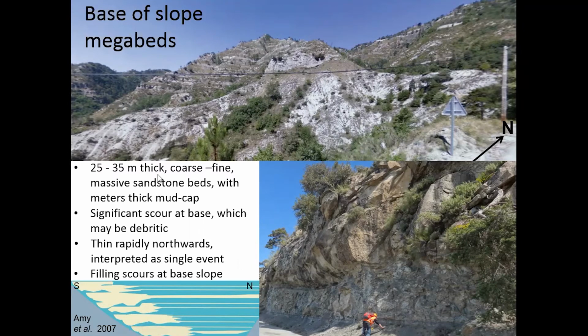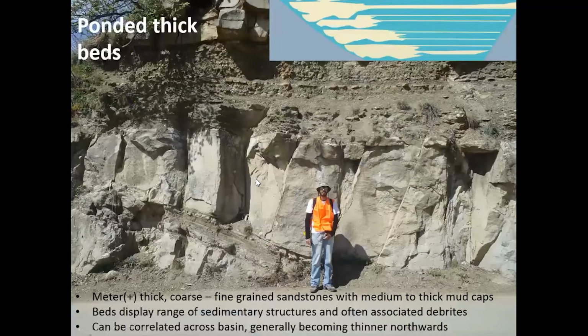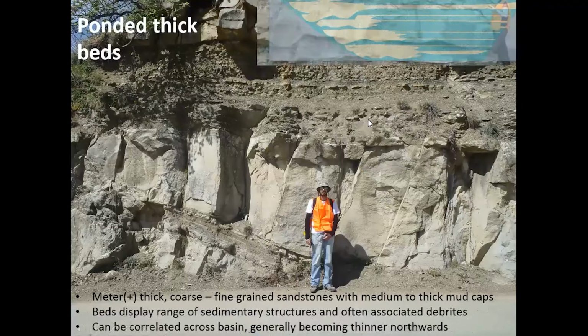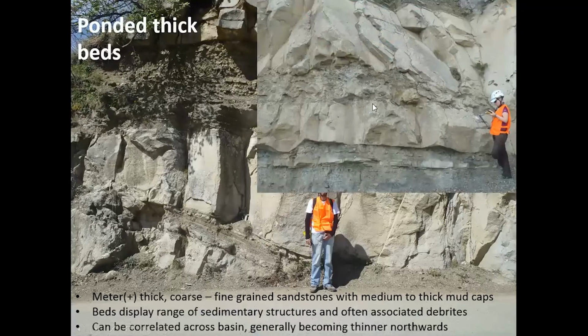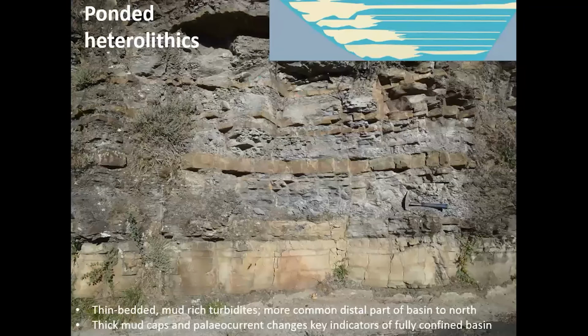Then we still have meter thick, coarse to fine graded sandstones with medium to thick mud caps above these. They display a range of sedimentary structures and often have internal debritic components, and in places show flow hybridization. But as opposed to the more extensive deposits at the base of slope, these show a good continuity across the basin, although becoming thinner northwards.